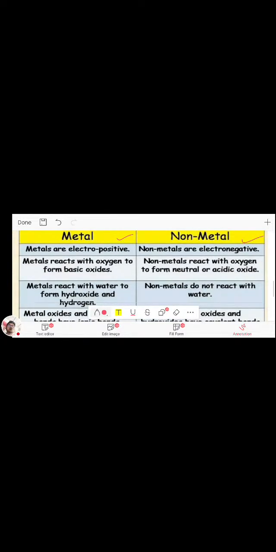Metals react with oxygen to form basic oxides. Non-metals react with oxygen to form neutral or acidic oxides. Metals react with water to form hydroxide and hydrogen. Non-metals do not react with water.